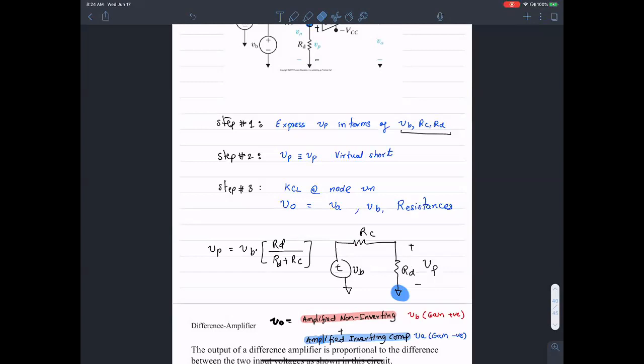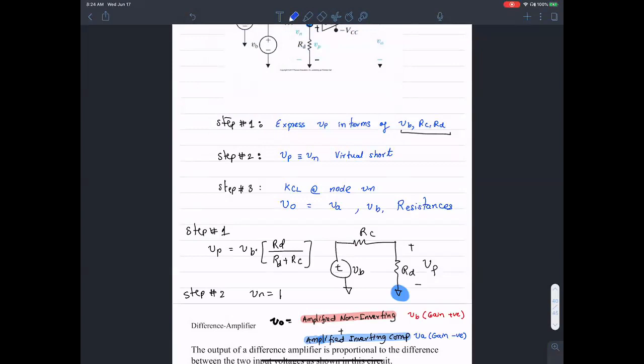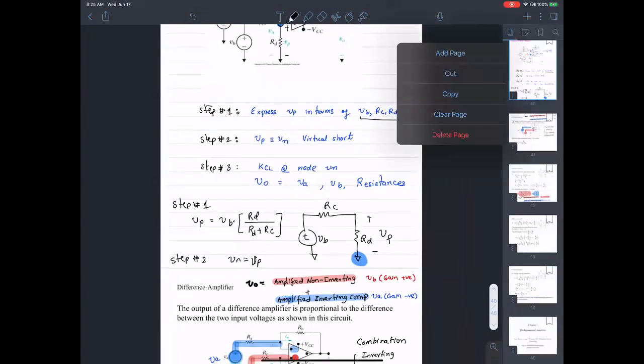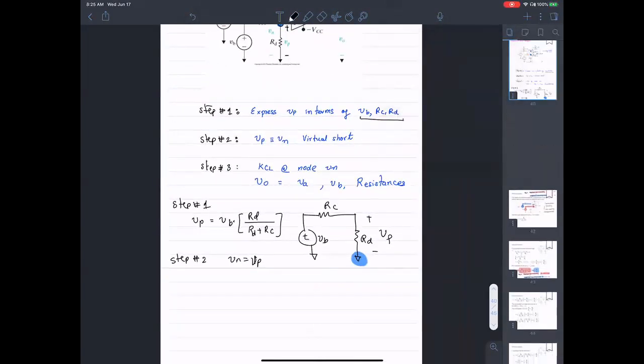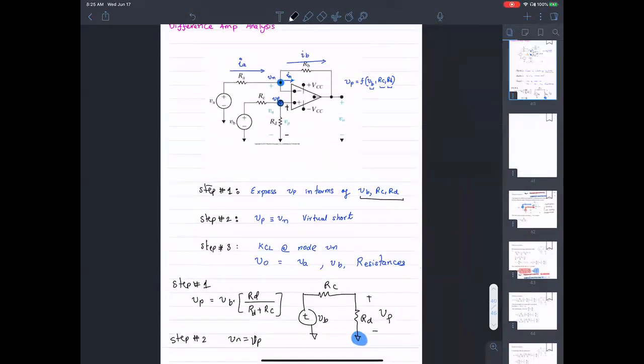Let's see if we can do step number 2, which is straightforward. Step number 2 says Vn is Vp. So Vp is Vn, right? This guy. Okay, Vp is Vn. So I have an expression for Vp and Vn as well. Now it comes down to applying KCL at this node.